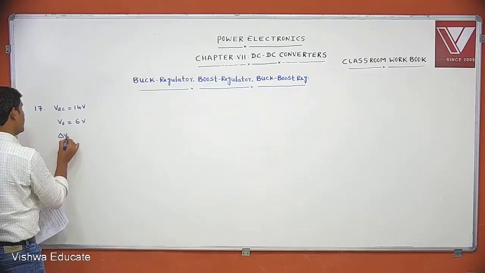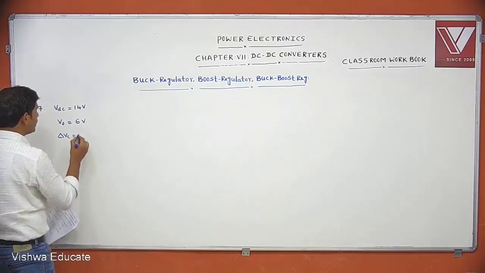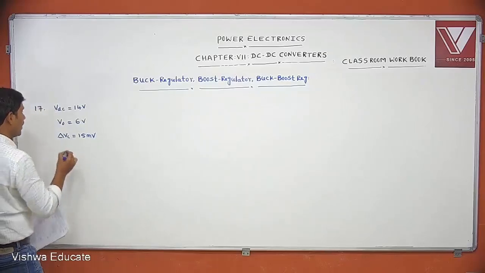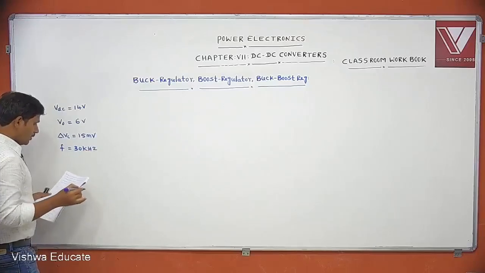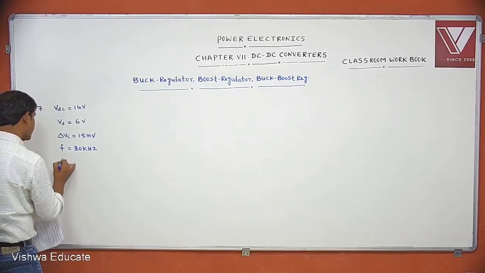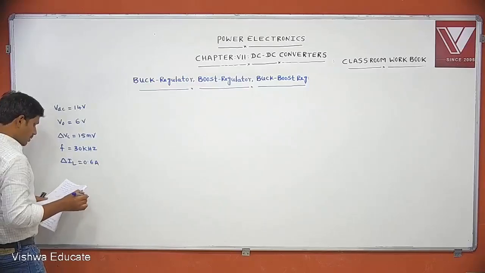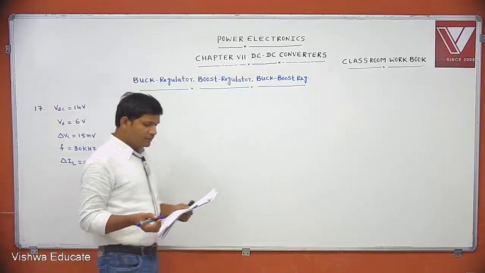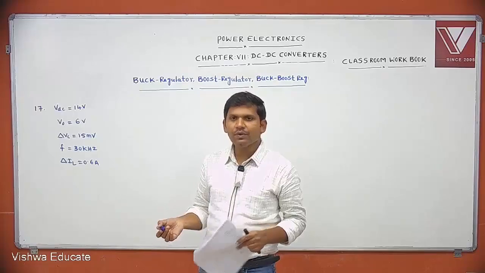Output voltage is nothing but the capacitor voltage, because the voltage across the capacitor is the output voltage. This is 15 millivolts. The switching frequency is 30 kHz. If the peak to peak inductor current is limited to 0.6 ampere, delta IL equal to 0.6 ampere, determine the duty cycle, filter inductor and filter capacitor.